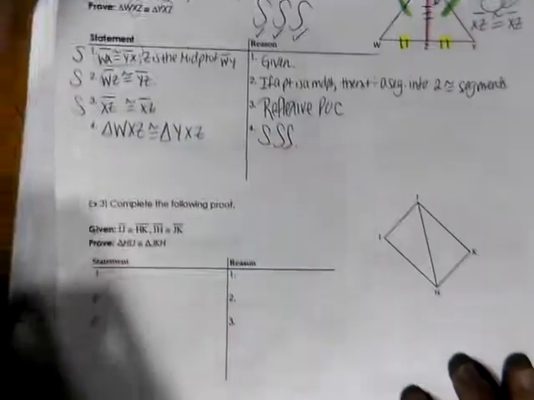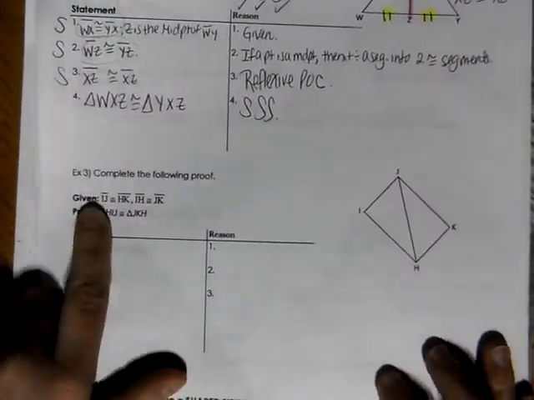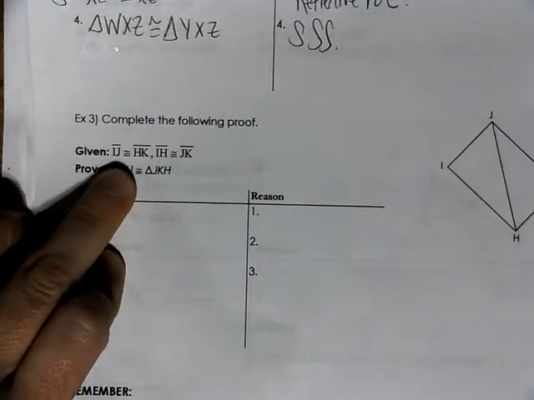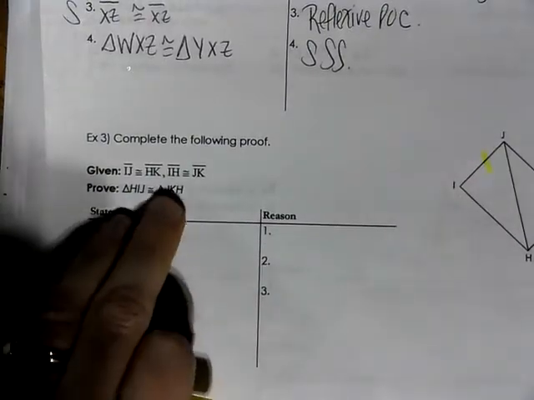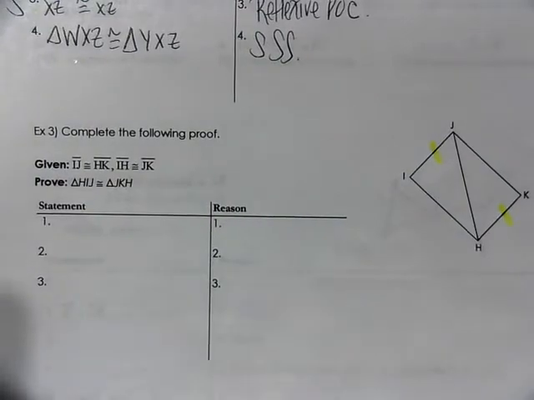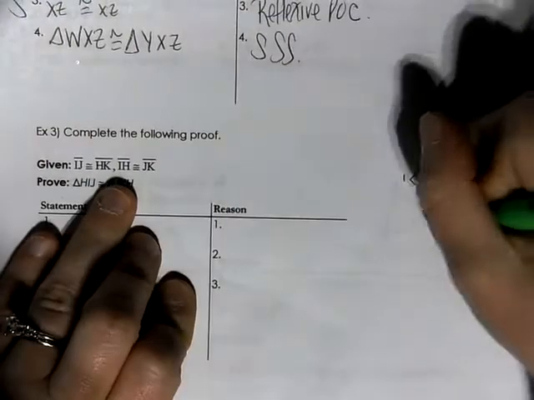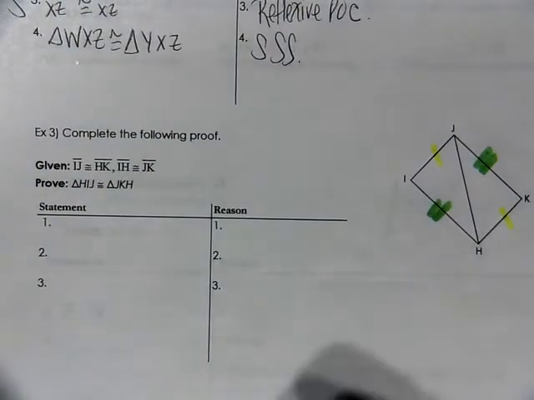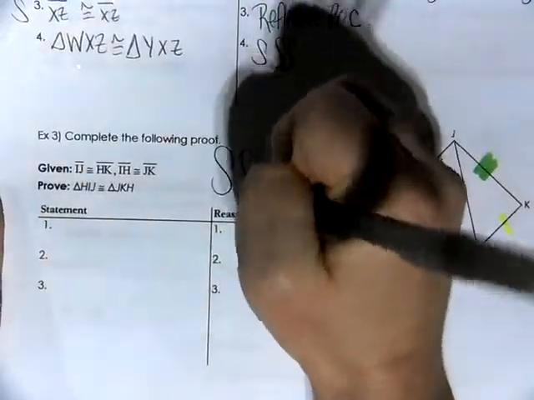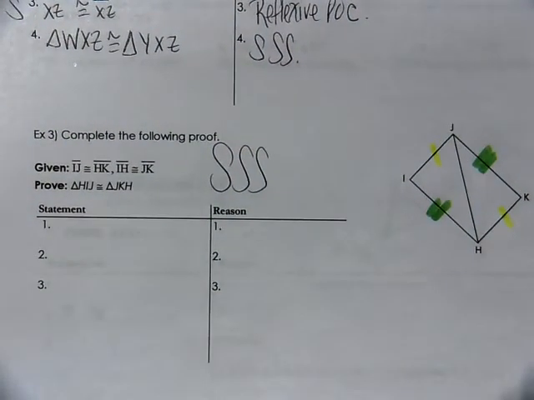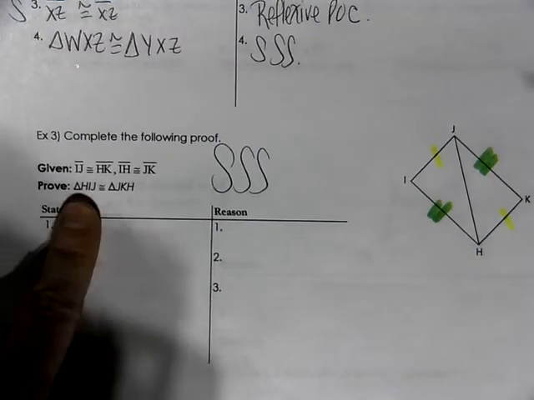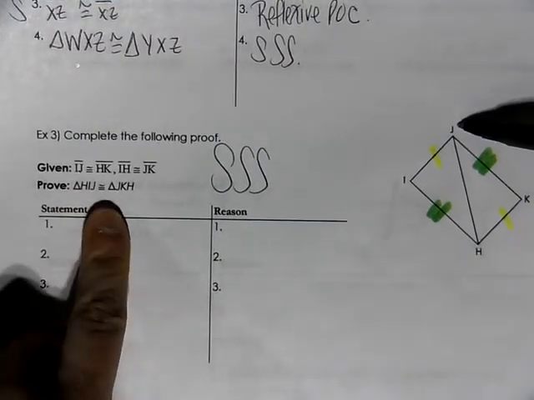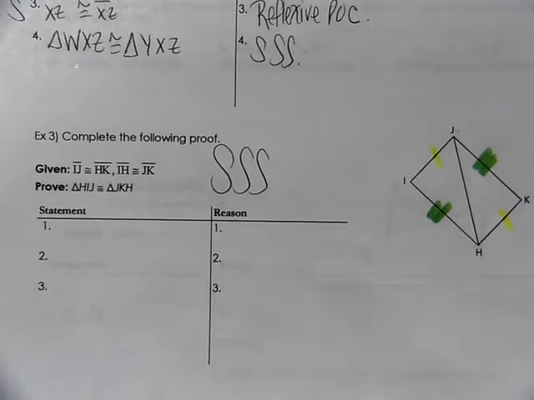Let's go ahead and try that again. This time around, we're looking at our new proof, and in this proof, let's mark up our information. First of all, I have IJ is congruent to HK, so I'm going to mark that up in my picture. Then I have segment IH is congruent to segment JK. So far I have two sides that are congruent, and since this is the side, side, side lesson, I know I'm going to prove these two triangles, triangle HIJ being congruent to triangle JKH by side, side, side.